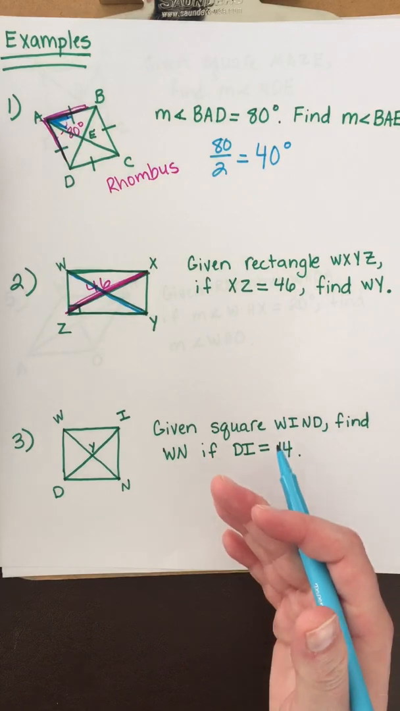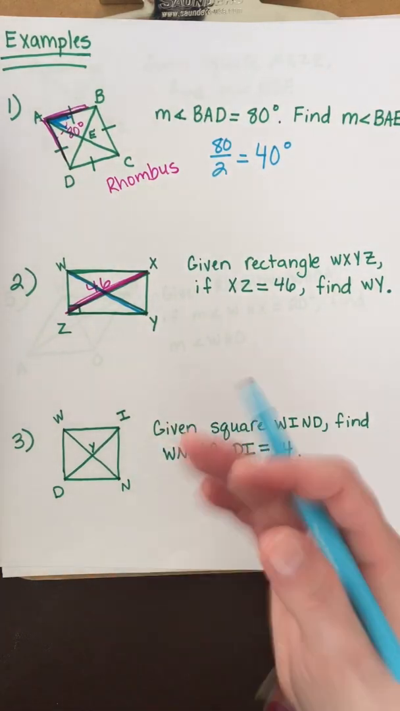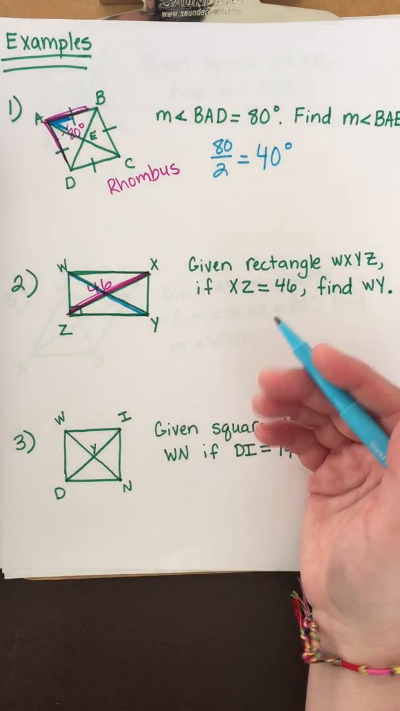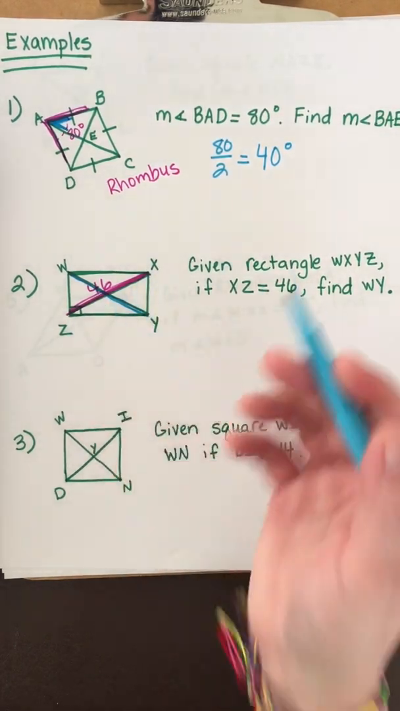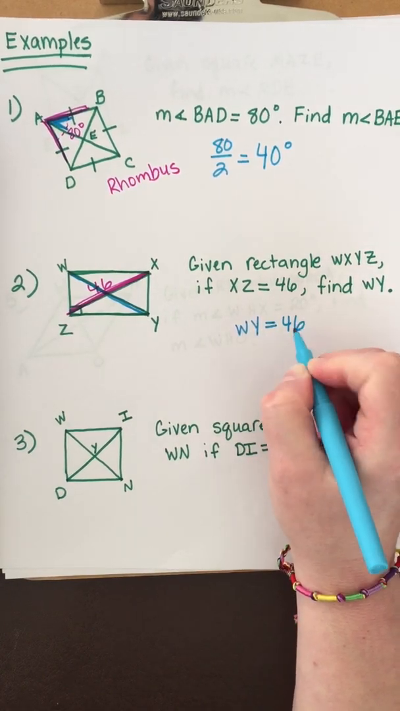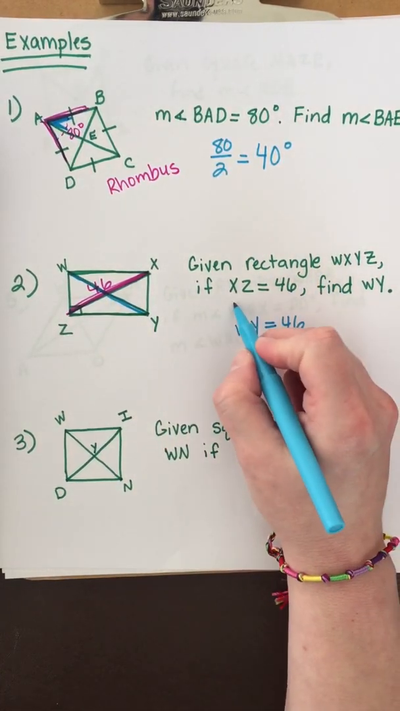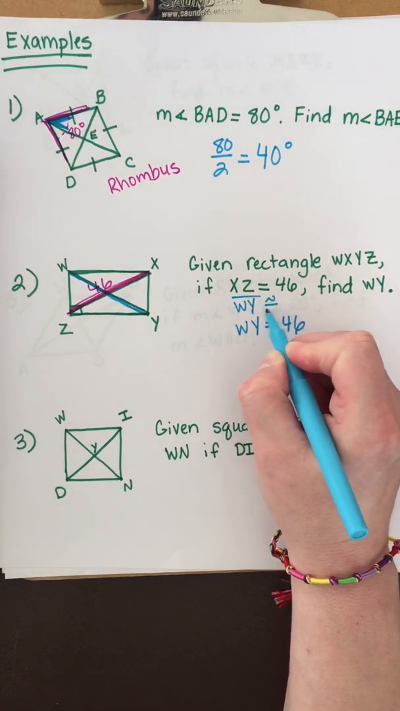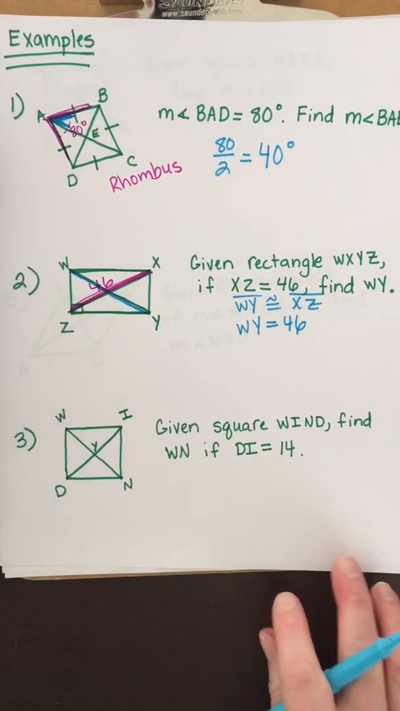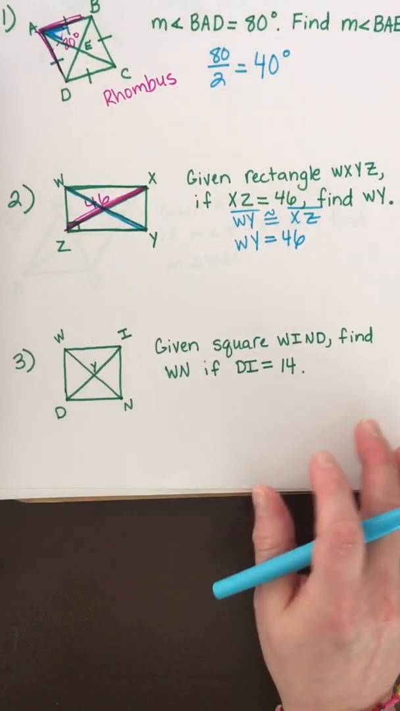And what did the theorem say about the diagonals of rectangles? The diagonals of rectangles are congruent. So if XZ is 46, guess what? WY is also 46 because diagonals are congruent. WY is congruent to XZ, so their measures are equal. Let's look at another one.